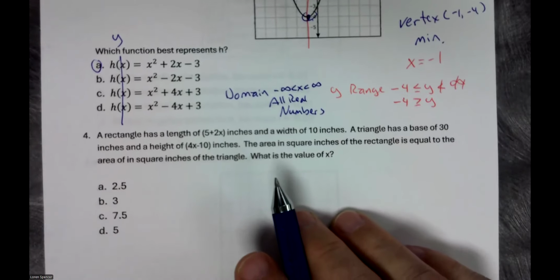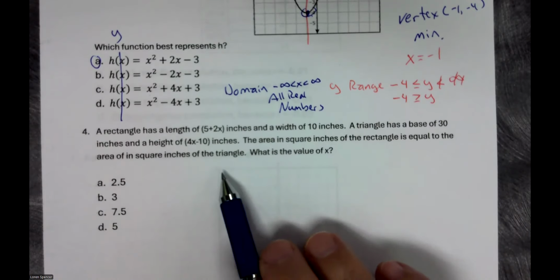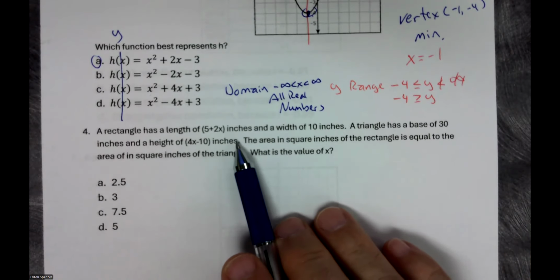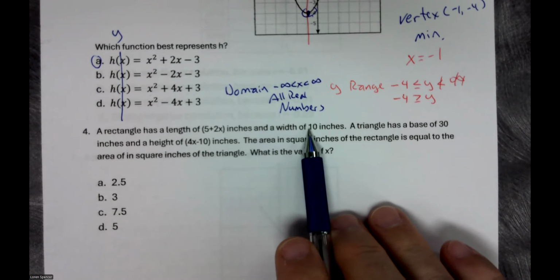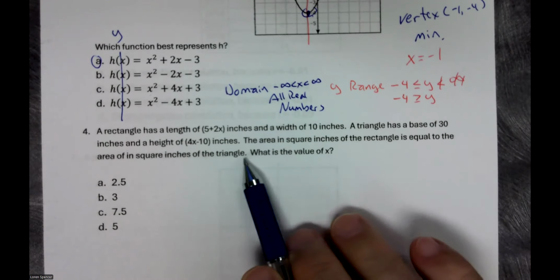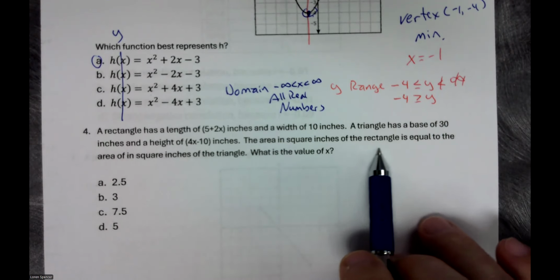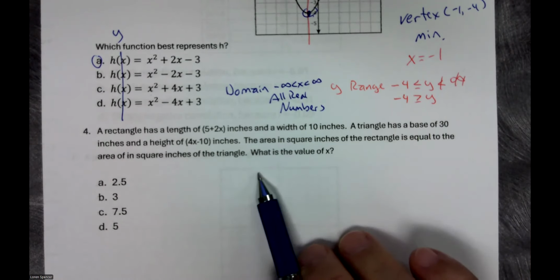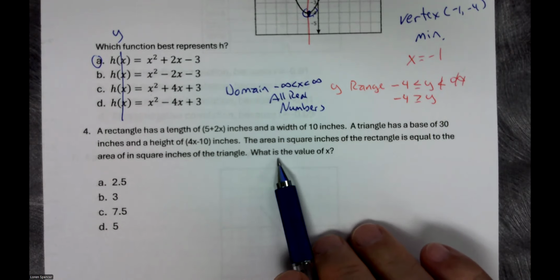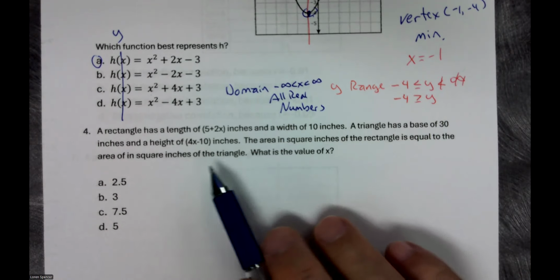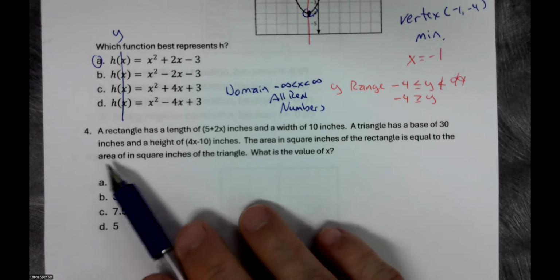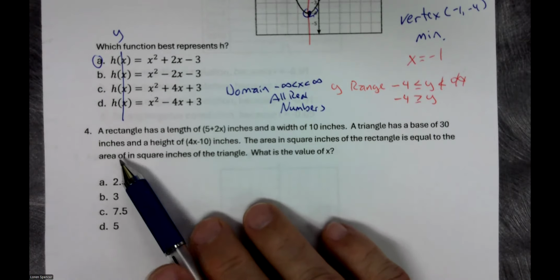This next one, I don't consider this important. The one above it's super important. A rectangle has a length of 5 plus 2x inches and a width of 10. A triangle has a base of 30 inches and a height of 4x minus 10. The area in square inches of the rectangle is equal to the square inches of the triangle. What is the value of x? The reason I don't consider this that important is because we don't necessarily know these formulas.